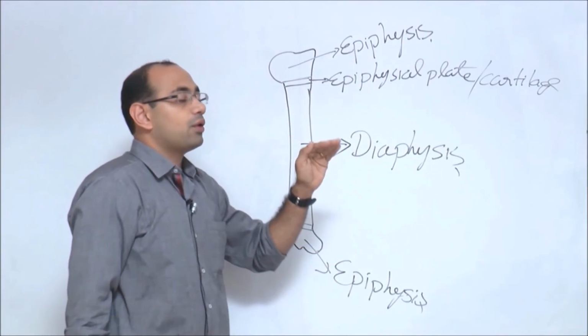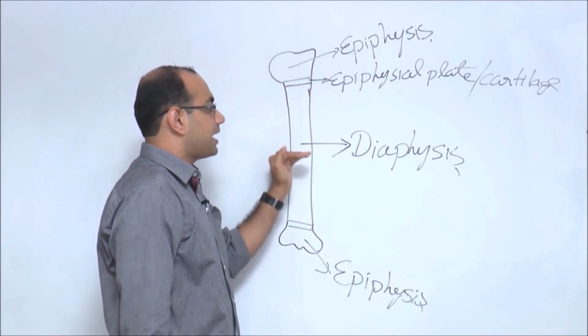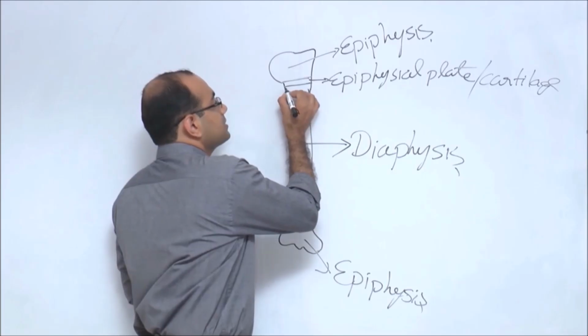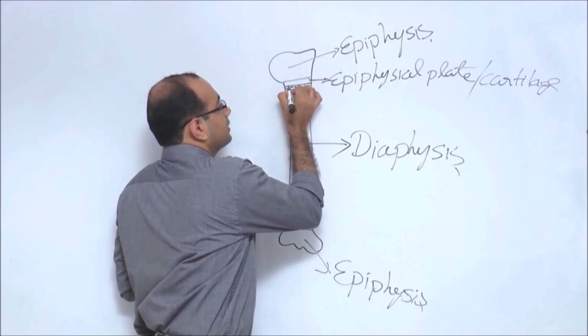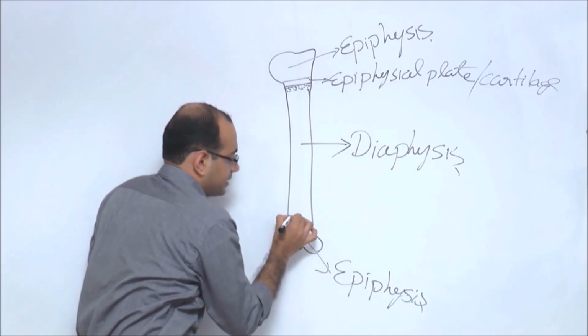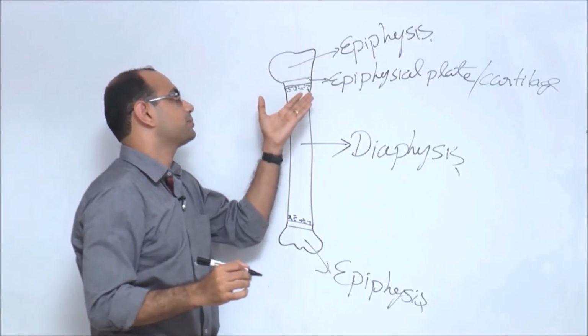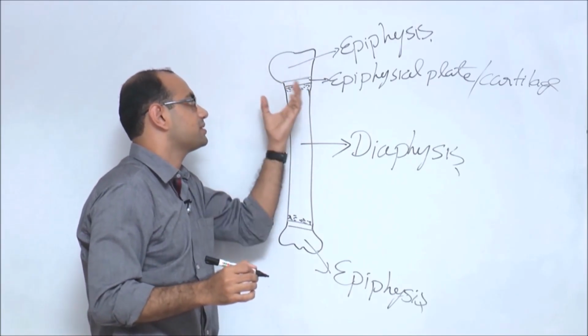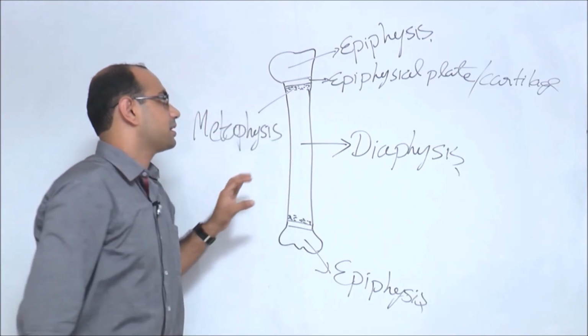Now just at the ends of the diaphysis, the area of the diaphysis which is touching the epiphyseal plate here and here, which is seen in almost a similar position at the junction between diaphysis and epiphysis, this area is called the metaphysis.